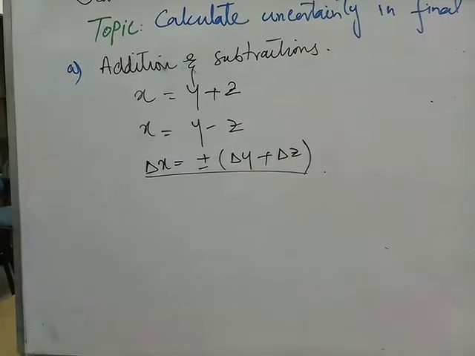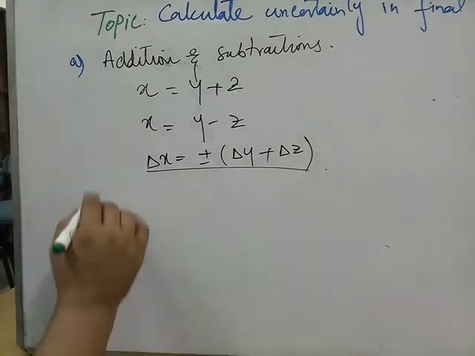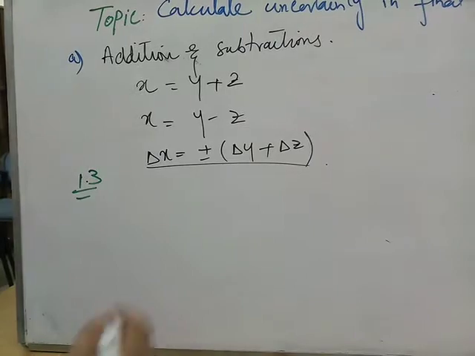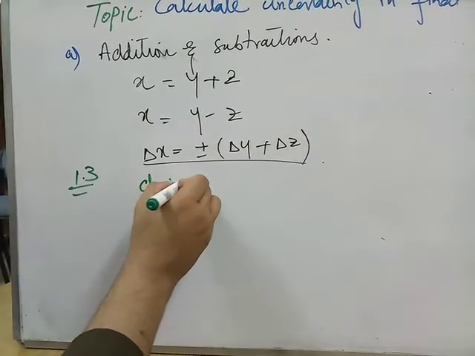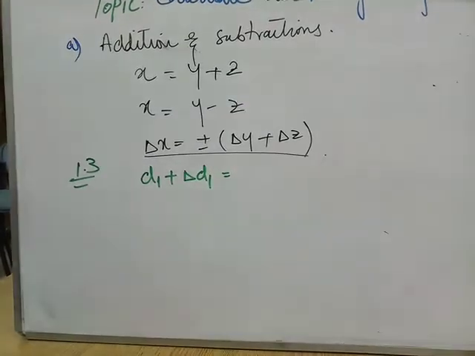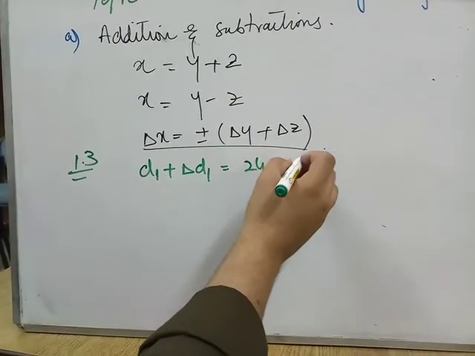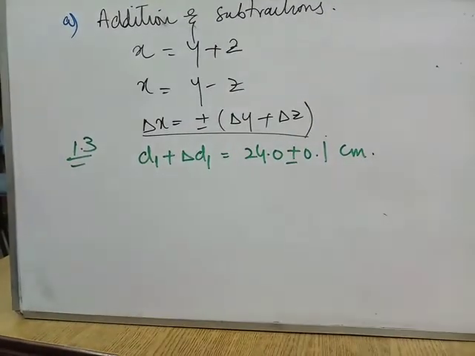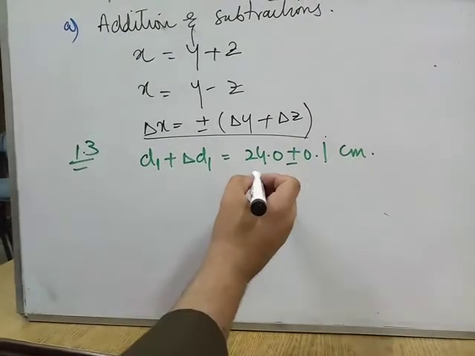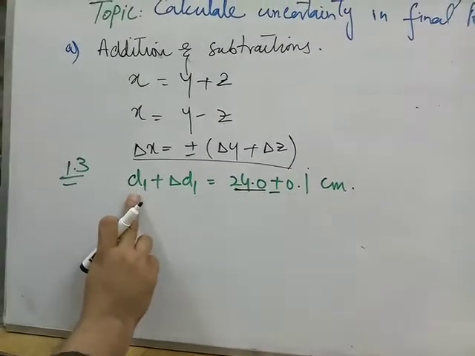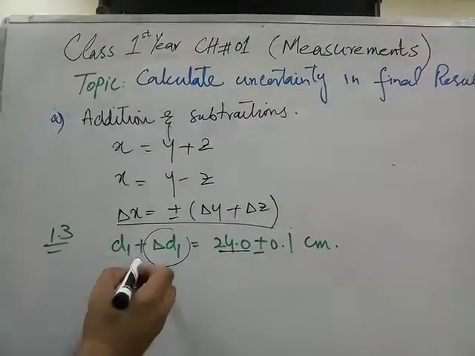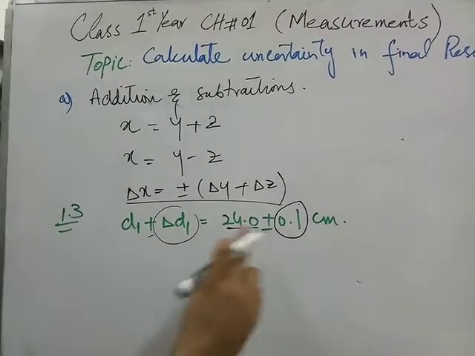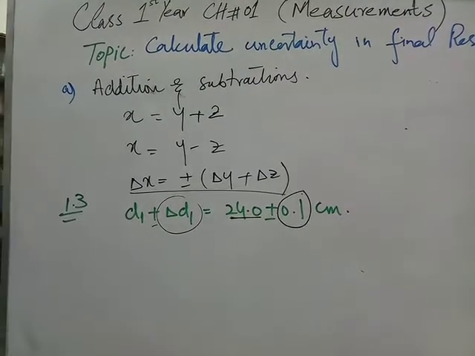We are going to solve an example, example 1.3. They said that d1 plus or minus delta d1 is equal to 24.0 plus or minus 0.1 centimeter. So this is the actual value, this is d1, and the change, or you can say the uncertainty, is represented by delta. So the uncertainty in this measurement is 0.1 centimeter.